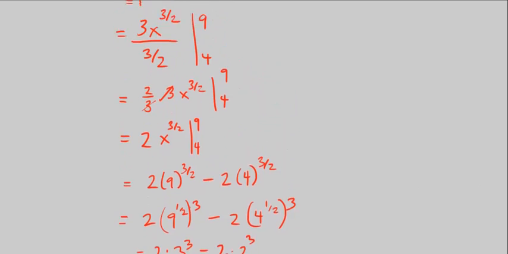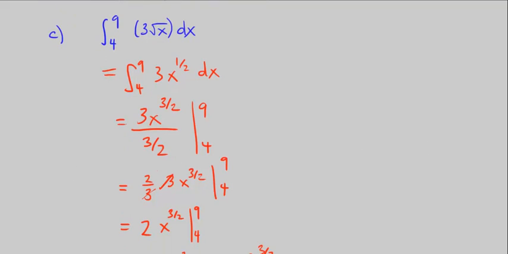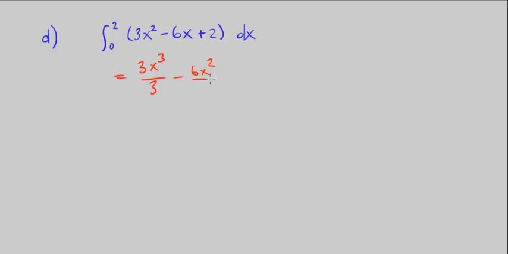So let's go on to part D. Part D, we have the integral of this polynomial here. So let's take the antiderivative. This is going to be 3x cubed over 3 minus 6x squared over 2 plus 2x over 1 from 0 to 2. That's the same thing. These cancel out. This becomes 3.